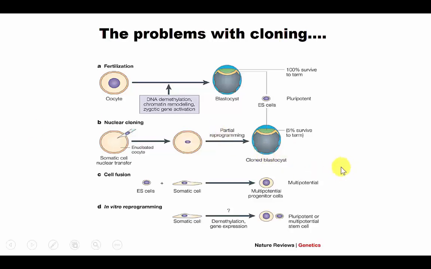It seems like this type of nuclear cloning is technically possible, but there is an ethical problem that we need to use egg cells. To avoid using egg cells, maybe cell fusion or in vitro reprogramming can be alternative approaches.